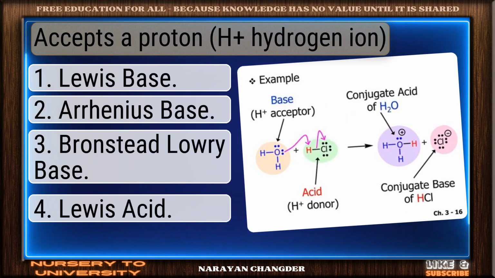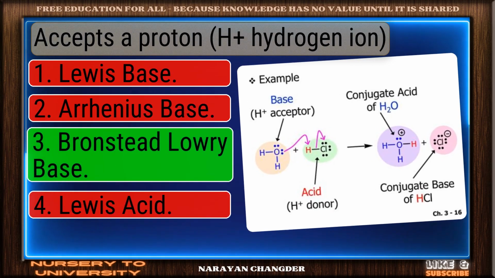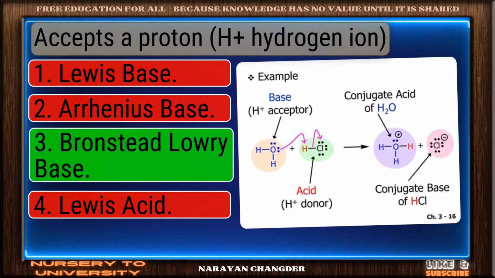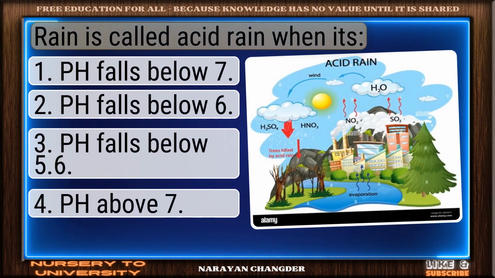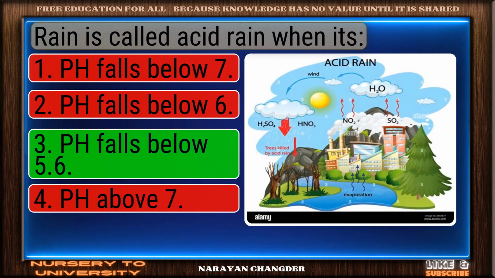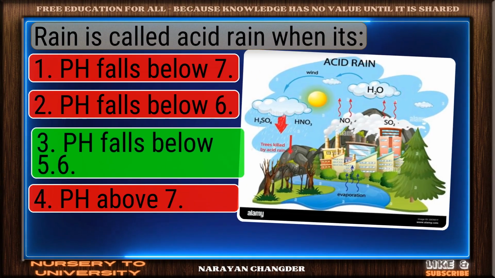Question number 78. Accepts a proton. Nice work. You chose Bronsted-Lowry base, and it is correct. Question number 79. Rain is called acid rain when its. Correct response. pH falls below 5.6 is the most accurate answer.